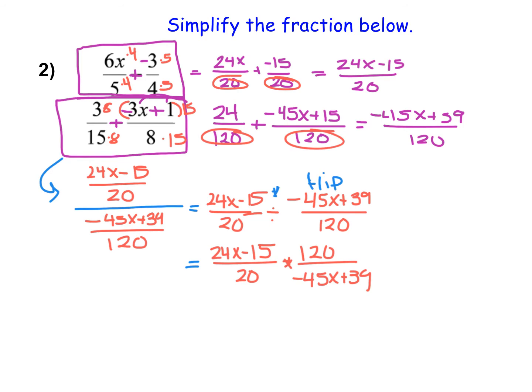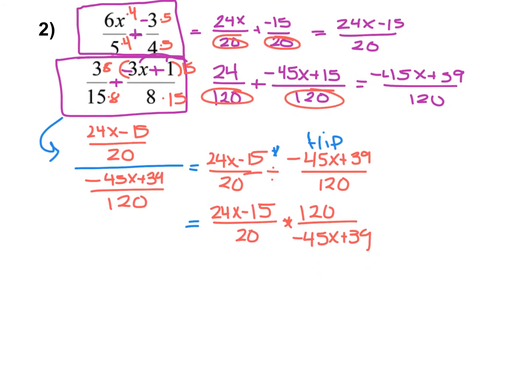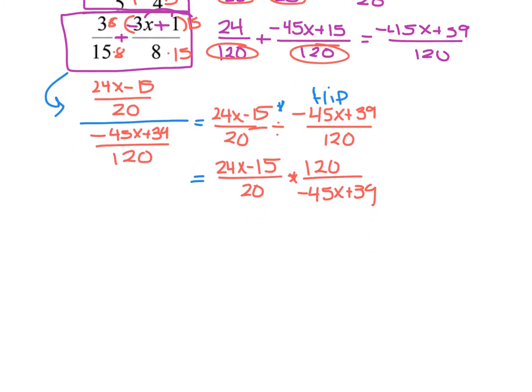So now what I need to do in order to simplify this is I need to use my simplifying techniques in order to simplify this rational expression. So what I'm going to do is factor out as many things as I can. So when I look at this first one here, I notice that both 24x and negative 15 are divisible by 3. So I'm going to rewrite that to be 3 times 8x minus 5. And then I still have the times 120 over here. The 20 I leave alone.